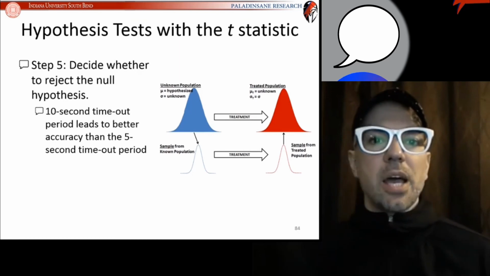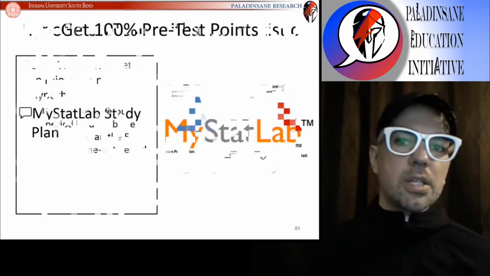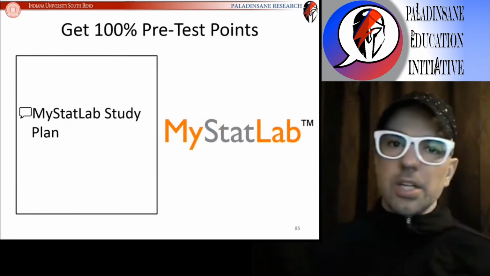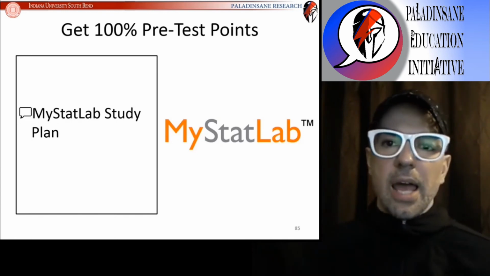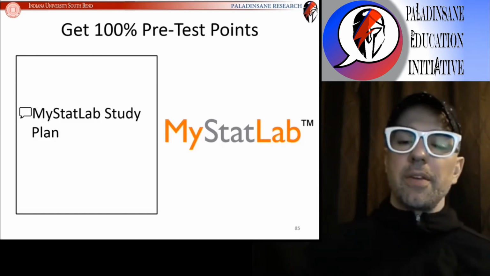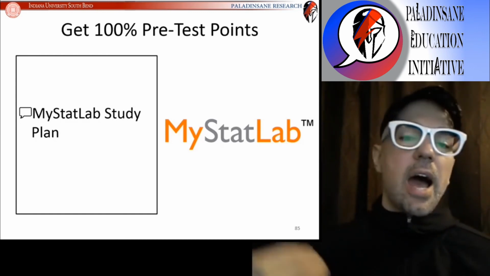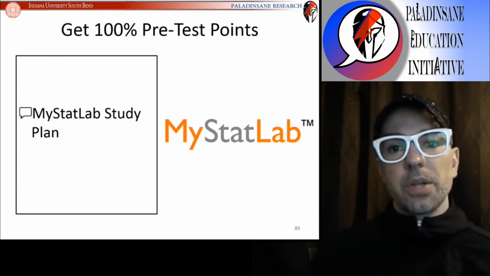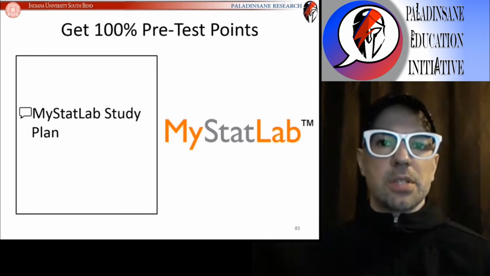All right, so that was the hypothesis testing with the t-statistic for the dependent means. Just a couple of reminders before we wrap up today. Continue working on your pretest, continue working on the MyStatLab study plan, especially now as the pretests are getting more challenging. This is going to be a very important aspect to make sure that you can maintain that high GPA, that you're not getting punished for the difficulty of the pretest, because you can still get 100% by completing the MyStatLab study plan.